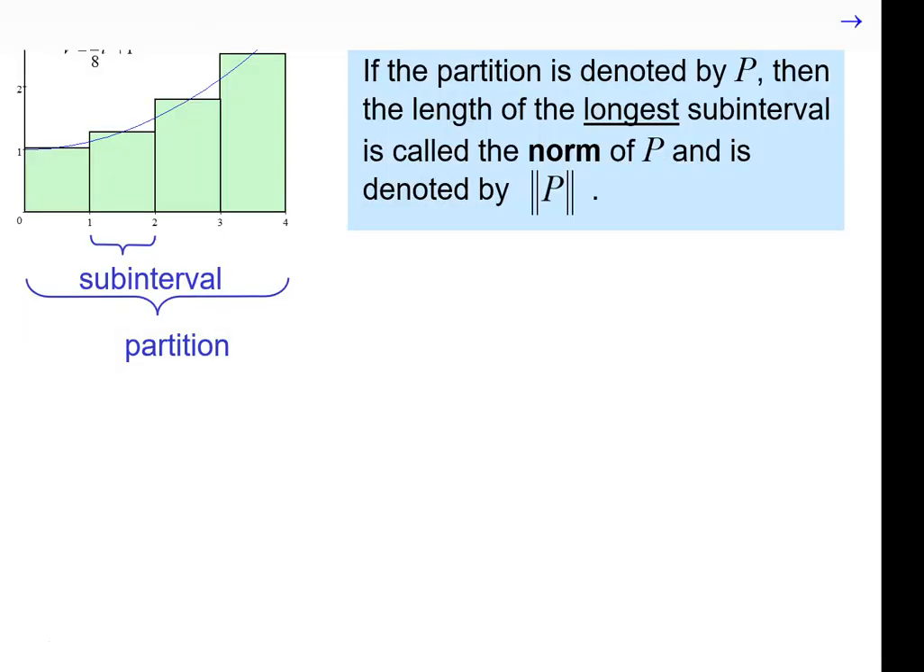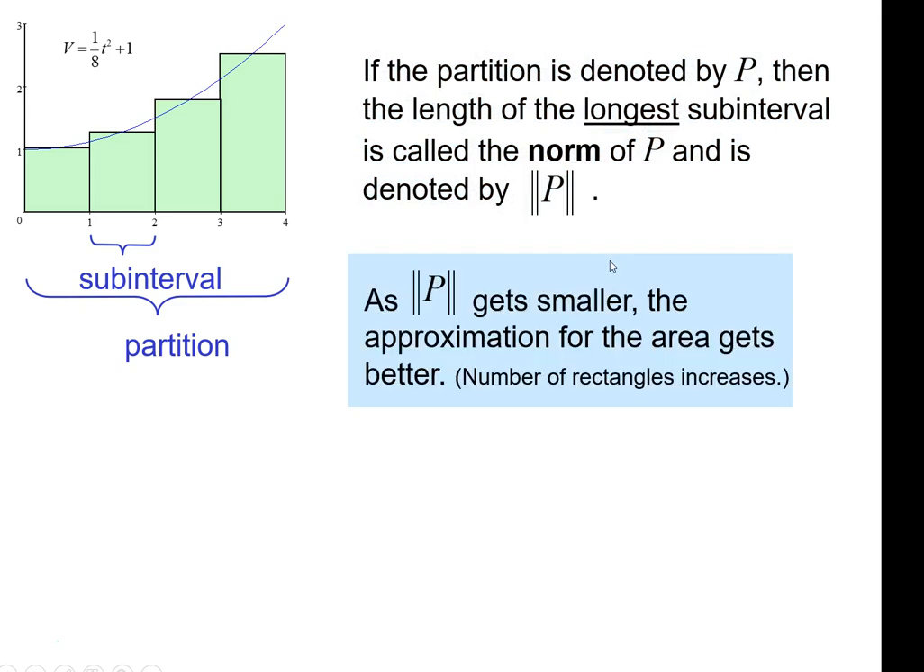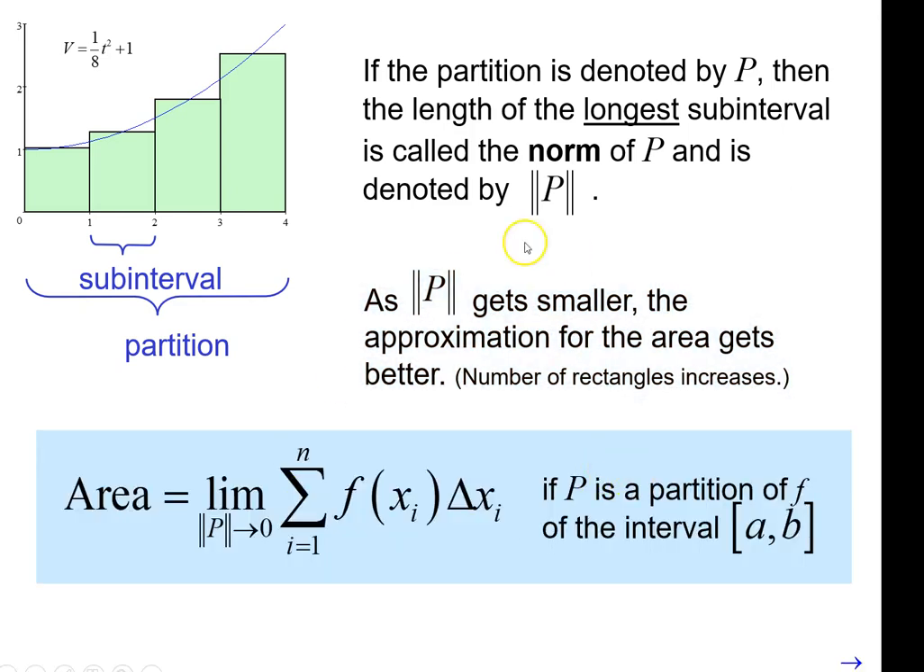However, if they're not the same size and we think about the length of the longest subinterval, which we call the norm, and we denote that using, if the partition, the entire interval, is called P, then the norm, or the length of the longest subinterval, is the symbol of P. And what I want you to think about is that as the norm gets smaller, so in other words, as the rectangle with the largest width gets smaller, the approximation for the area gets better. And the reason is because that's going to force the number of rectangles to increase so that it fills the space.